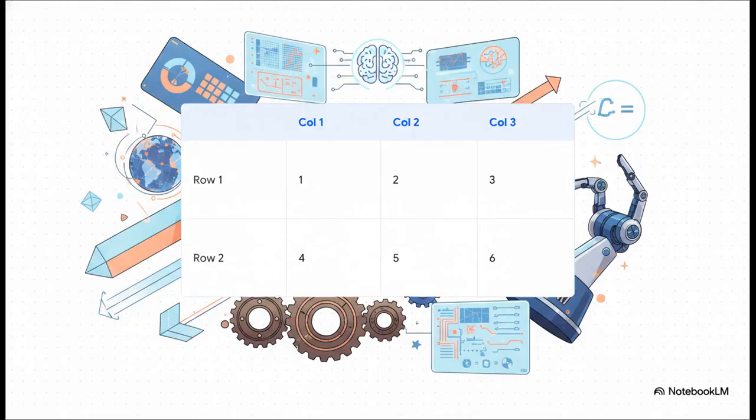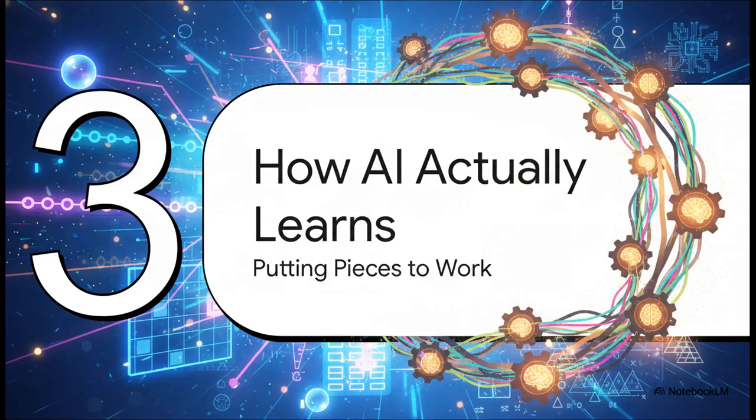And here's a perfect, simple example. We call this a 2x3 matrix. Why? Because it has 2 rows and 3 columns. See? Just a simple grid of numbers. Nothing scary about it at all. So we've got scalars, vectors, and matrices: single numbers, lists of numbers, and tables of numbers. Now for the really cool part. Let's see how these simple pieces get put to work to let an artificial intelligence actually learn.